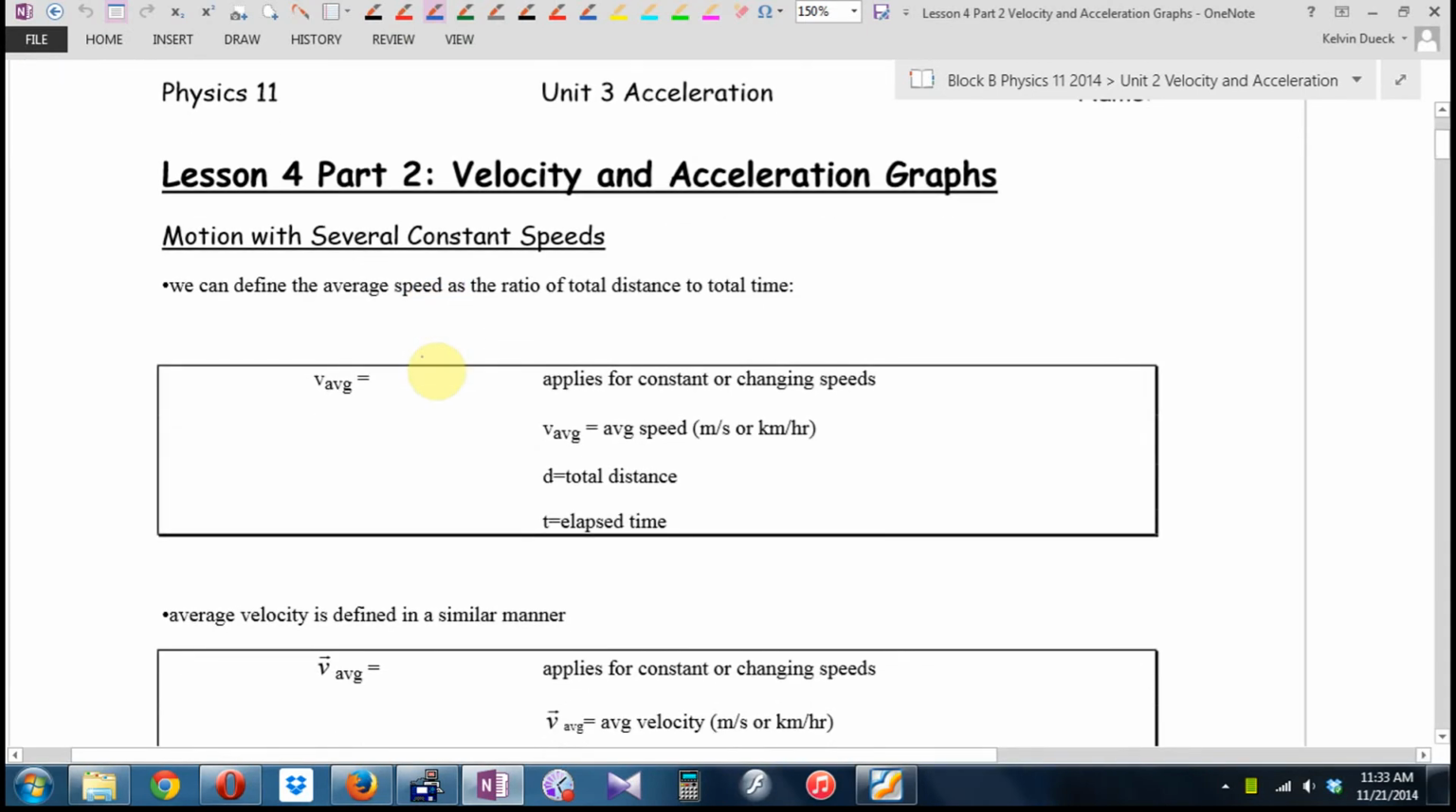Motion, first of all, yeah. Oh, screen's still frozen like an idiot? Thank you. Let's try that. Haha.